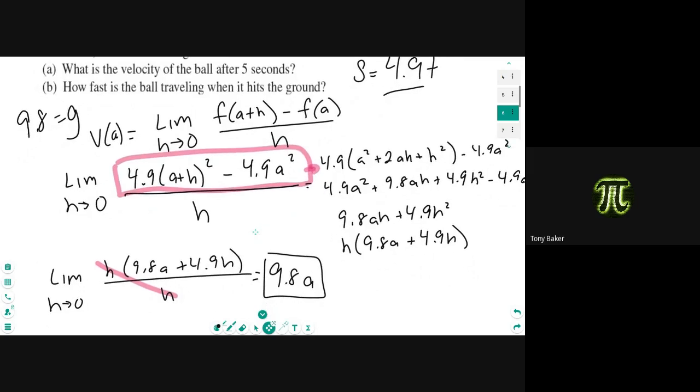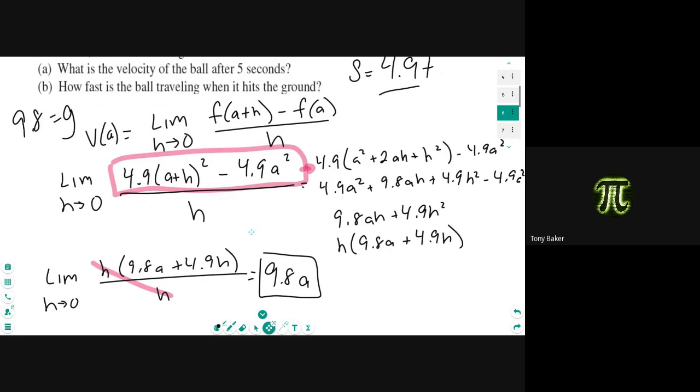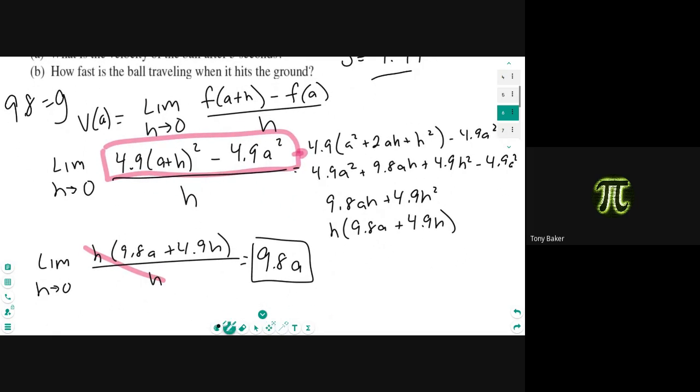So now, how fast is it going after 5 seconds? So it'd be 9.8 times 5, right? Which is what? 49? Exactly. Oh, it is. Yeah, 49 meters per second. So when a equals 5, your velocity is 49 meters per second.